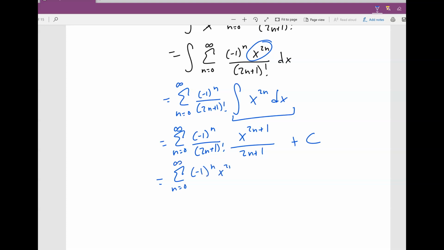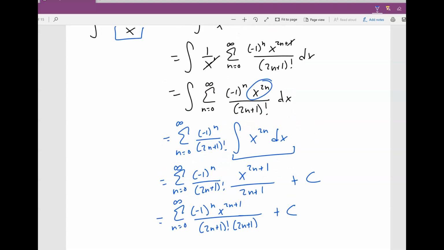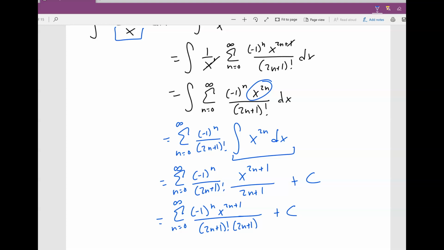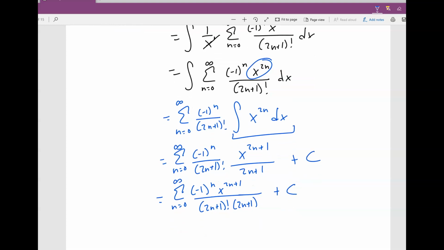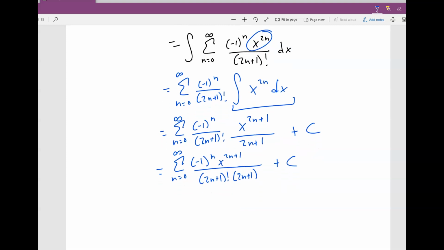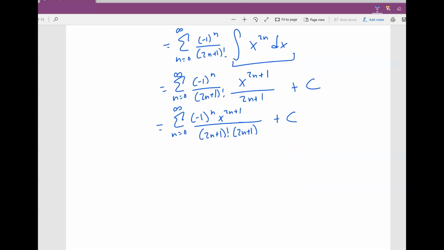So now you have the sum from n goes from 0 to infinity, negative 1 to the n. I have this x to the 2n plus 1 on top. And then I have this 2n plus 1 factorial, and then I have this other extra 2n plus 1, plus c. Now, plus c you can figure out by plugging in a value of x. Now, this is really nice because even though I didn't have the limits of integration, if I had a 0 and a 1, then this is going to be really easy because all I have to plug in is just 0 and 1. Or I can just go ahead and expand this whole thing out, plug in the 0 and the 1, and then you'll be able to figure out what exactly this sum is going to be.